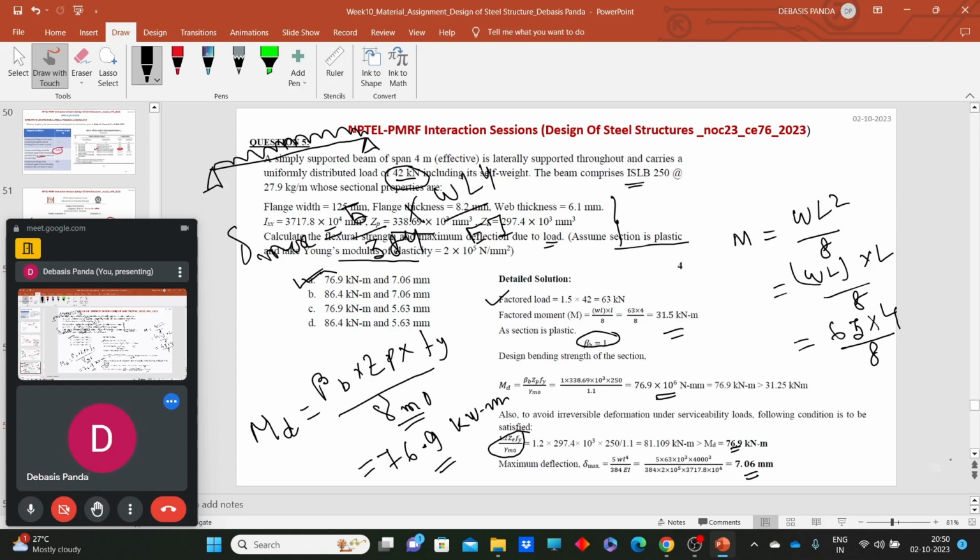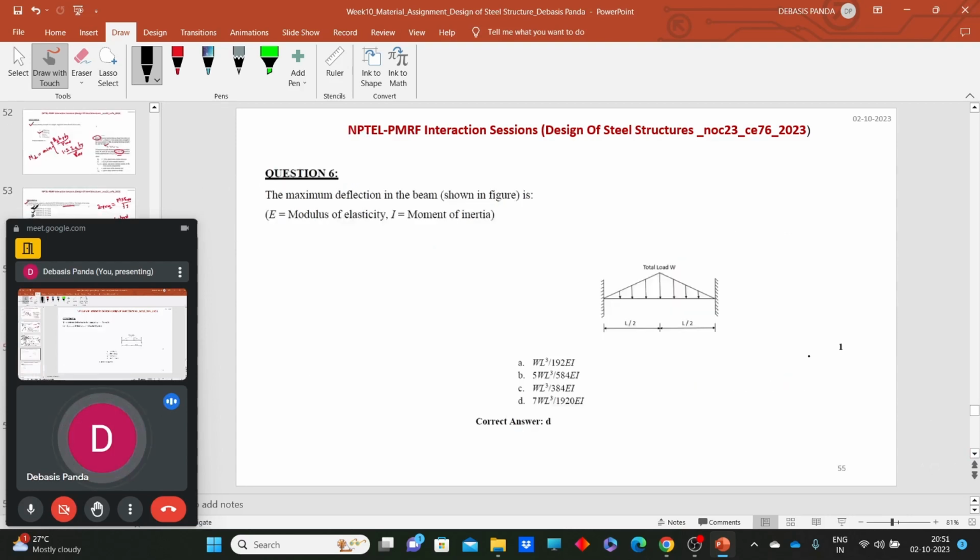Okay, now move to the next question. The maximum deflection in the beam. Here the uniformly varying load is provided. The maximum deflection value delta max for this kind of loading arrangement is coming as 7 WL cube by 1920 EI. That means your option D is the correct answer.